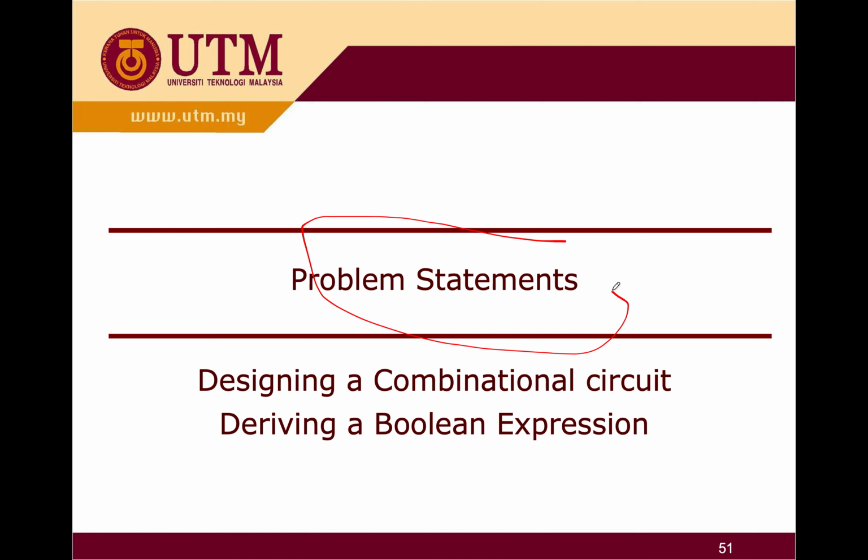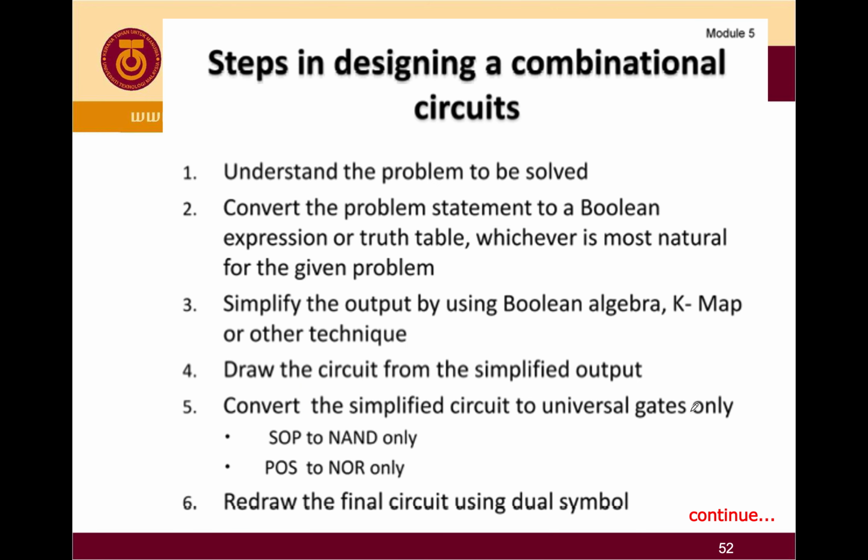What we're going to look at is designing combination circuits and deriving Boolean expressions. If you go through designing a combination circuit step by step, what you need to do first is understand the problem, what you need to solve. And then the second is convert the problem statement to Boolean expressions or truth tables. Once you get a truth table, it's quite easy for you to understand the full overview, whichever is most natural for the given problem.